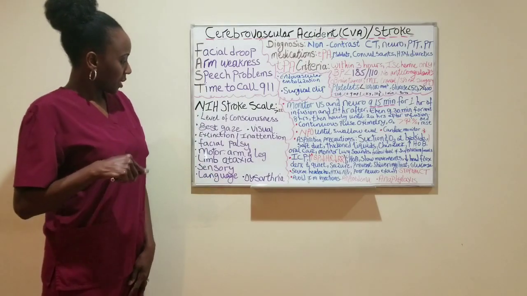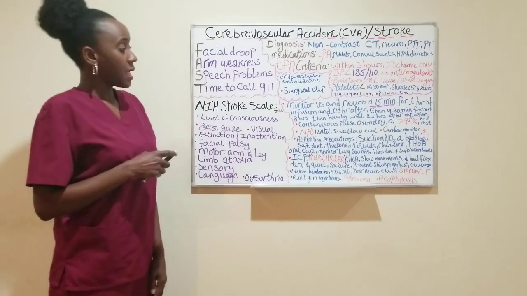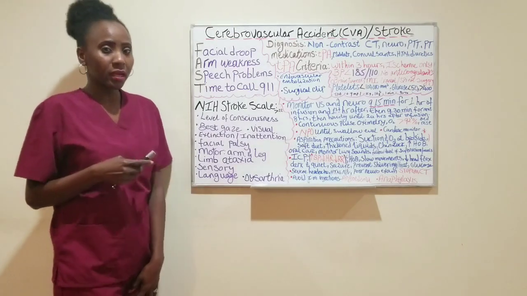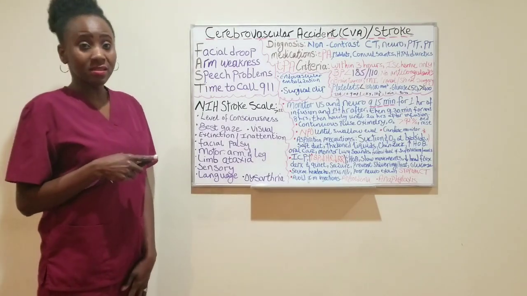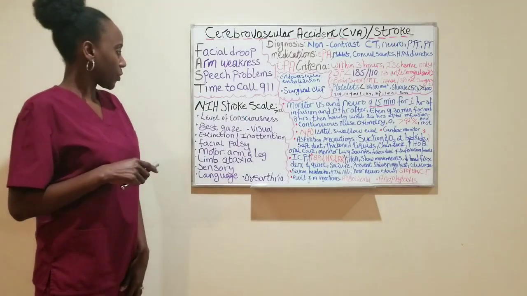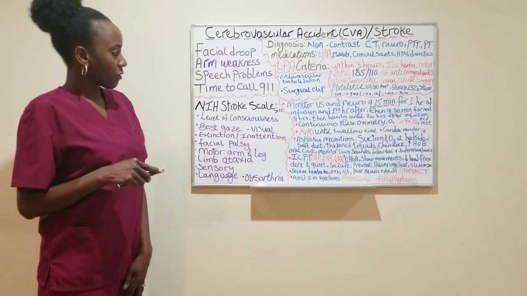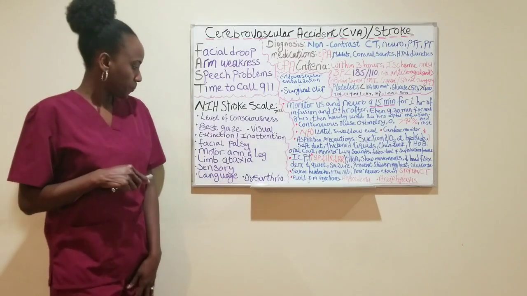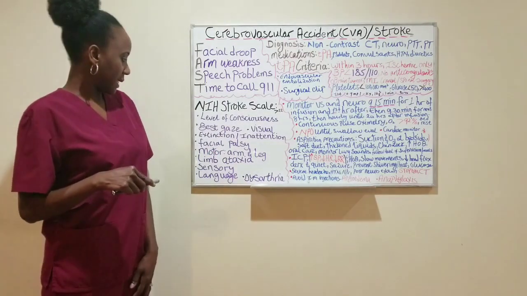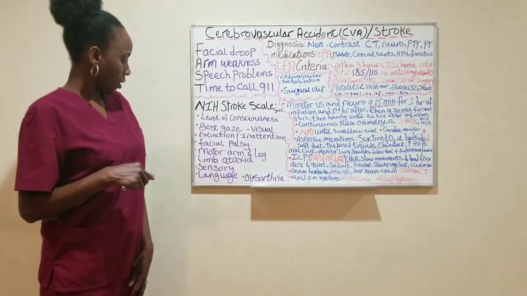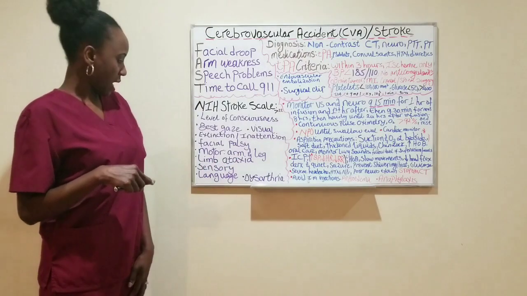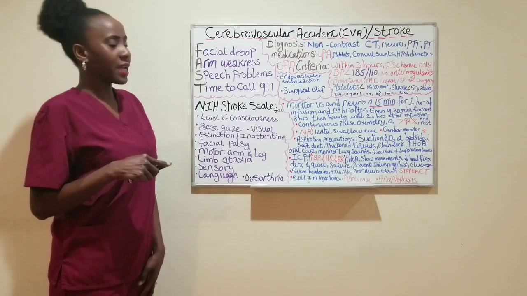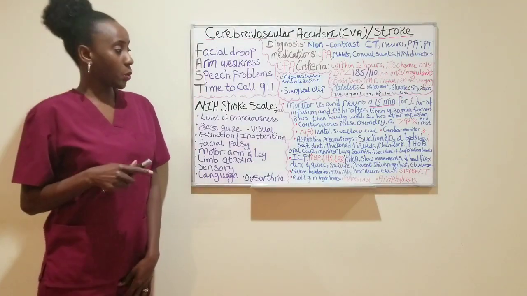So this scale has 11 different segments, and a score of over 22 would mean that the patient is severely impaired. The areas that we assess on the stroke scale are the level of consciousness. We look at the best gaze, visual perception, extinction and inattention, facial palsy. We look at motor skills of the arm and leg. We assess for limb ataxia. We assess the sensory areas, language, and dysarthria. And we'll go more in depth into the NIH stroke scale in a subsequent video.